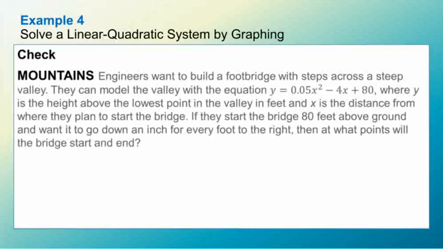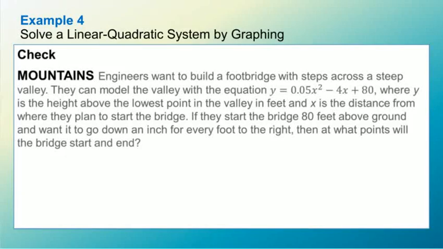Next, engineers want to build a footbridge with steps across a steep valley. They can model the valley with the equation y equals 0.05x squared minus 4x plus 80, where y is the height above the lowest point in the valley in feet, and x is the distance from where they plan to start the bridge. If they start the bridge 80 feet above ground and want to go down an inch for every foot to the right, then at what points will the bridge start and end?